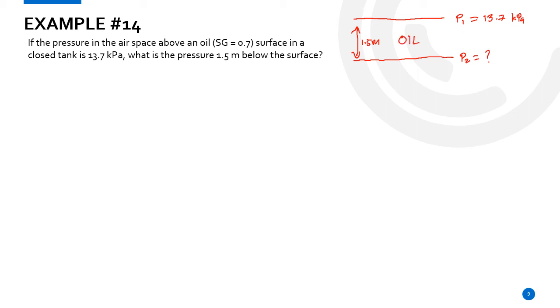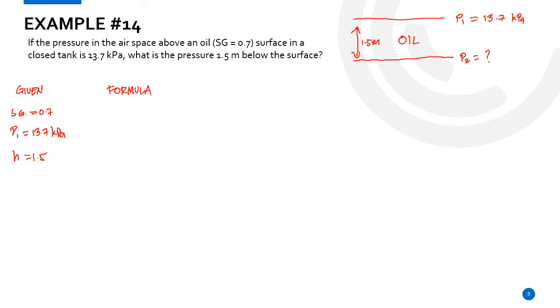Okay, so given niya is specific gravity, so Sg is equal to 0.7, then P1 is equal to 13.7 kPa, then height is equal to 1.5. Formula.